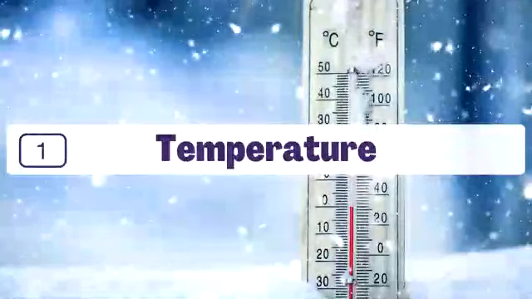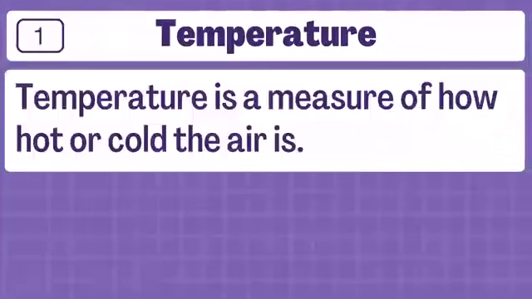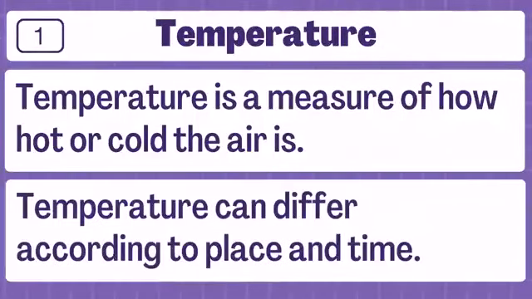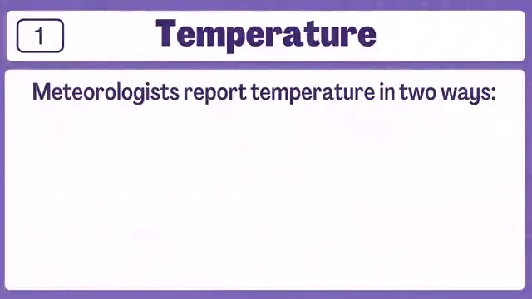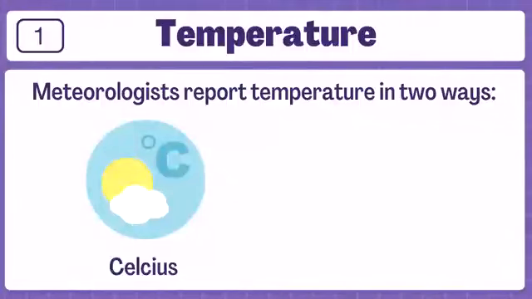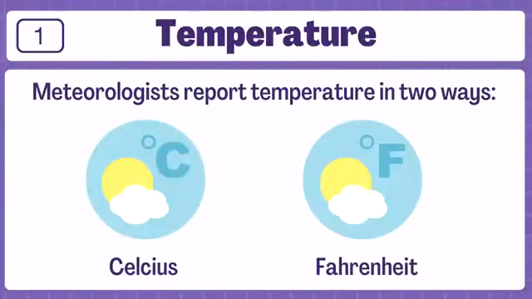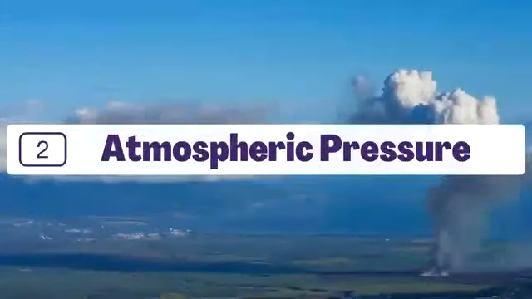Number 1. Temperature. Temperature is a measure of how hot or cold the air is. Temperature can differ according to place and time. Meteorologists report temperature in 2 ways, in Celsius and Fahrenheit. The United States uses the Fahrenheit system, but in other parts of the world, like in the Philippines, Celsius is used.